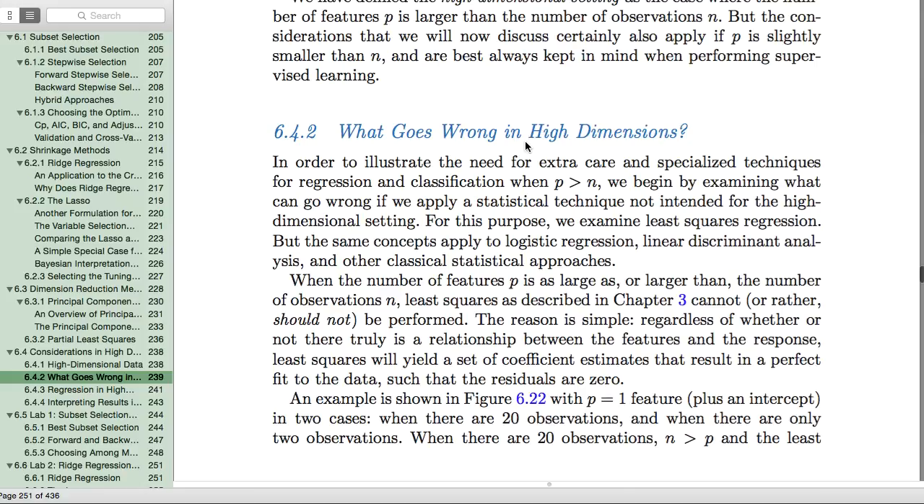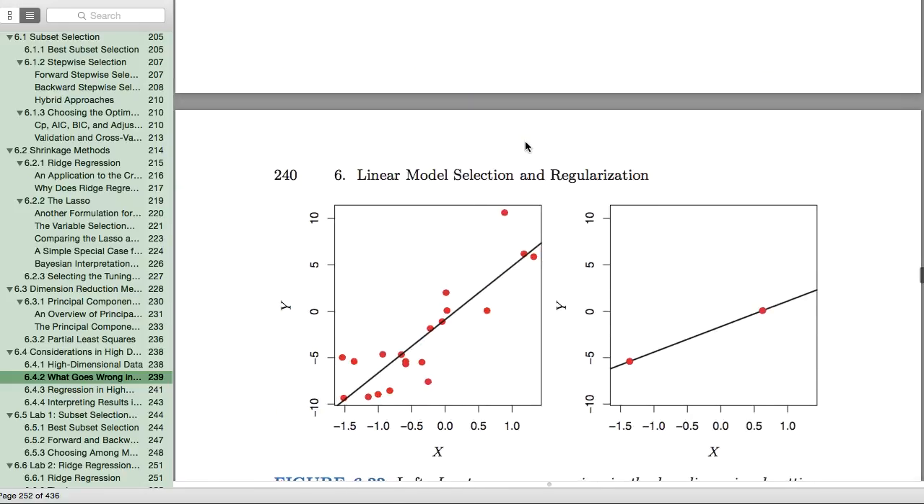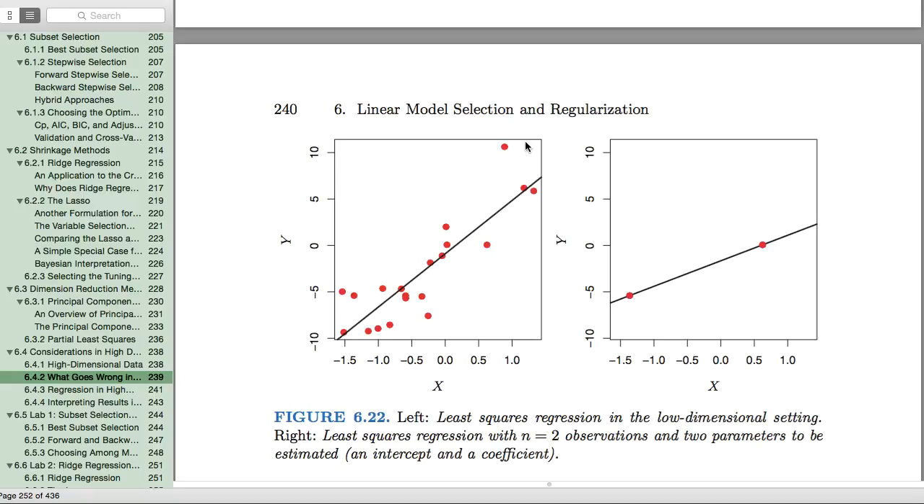Okay, so what are the problems in high dimensions? Well, the first problem is illustrated right here. This is the most basic problem. If n equals p, then the least squares line automatically fits. It doesn't matter if there's no relationship between these. If you have two predictors and n equals 2 observations, you can always draw a straight line through them, irrespective of whether there is any association between x and y or not. And this holds true for additional dimensions.